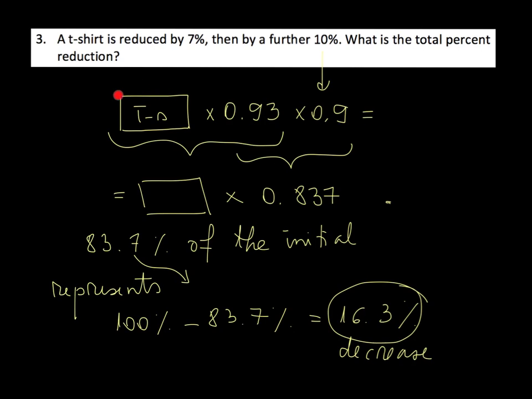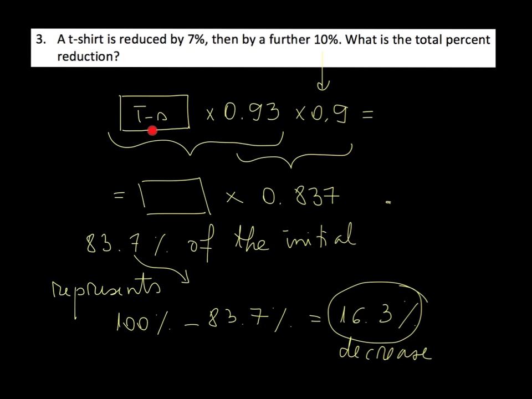Okay, a t-shirt, no matter what the initial price, I'll just call it t-shirt, is reduced by 7%. If we reduce by 7%, we end up with 93%. Initially it was 100%, reduced 7% is 93%. Then this is the new t-shirt value. If I reduce by 10%, I end up with 90% of that value.